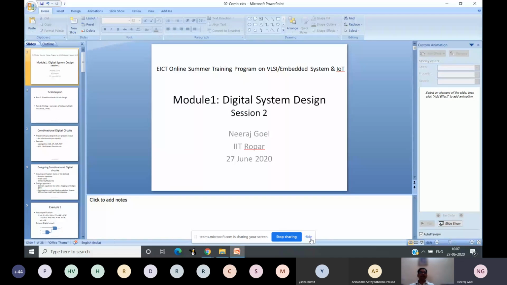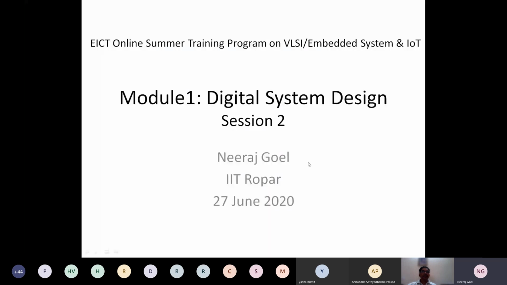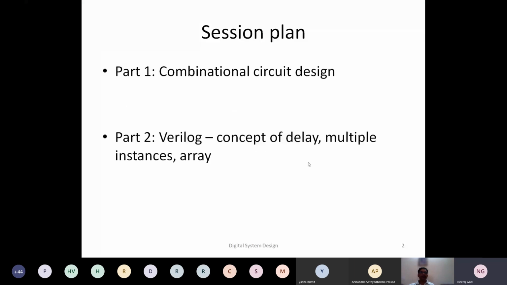Okay, so today is our second session of this digital system design, and what we are going to do today is we'll have these two parts again, like yesterday. In the first part we'll discuss how to design using combinational logic, and the second part would focus on Verilog. You can say the first part is theory and the second is practical.